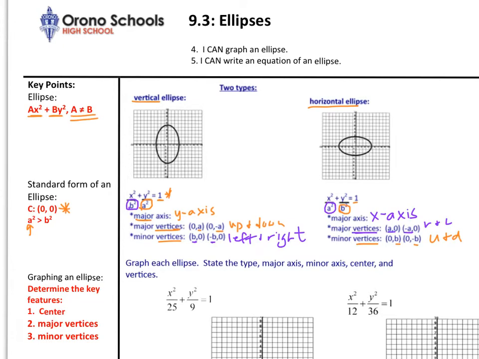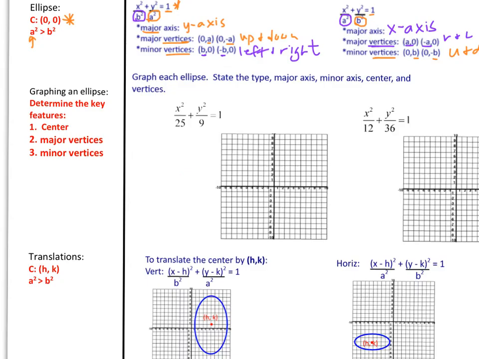All right, let's see if we can put this to the test. To graph an ellipse, you have 3 key features. You want to determine your center. You want to determine where the major vertices are and the minor vertices, just like we talked about up above. It also says major and minor axis. We'll focus on that major axis up above. We won't have to determine the minor axis each time.